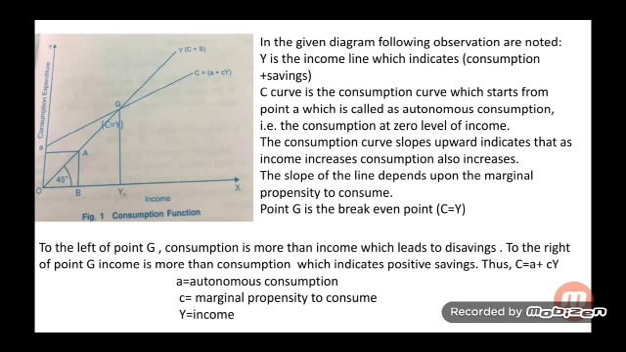Thus, C is equal to A plus small c times capital Y, where C stands for the consumption, A for the autonomous consumption, small c stands for marginal propensity to consume, and Y is income. I hope it is clear.